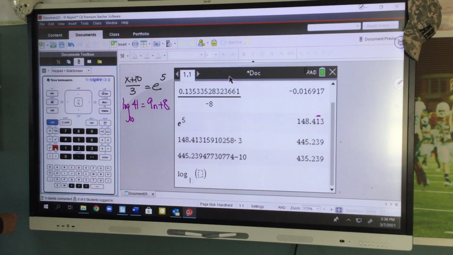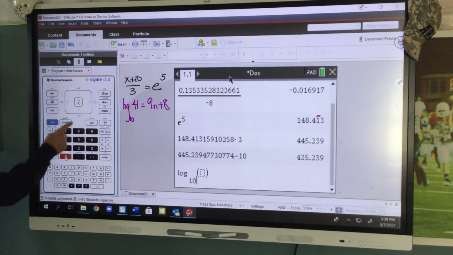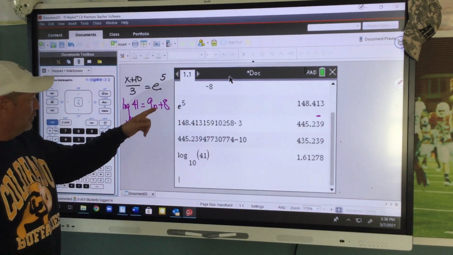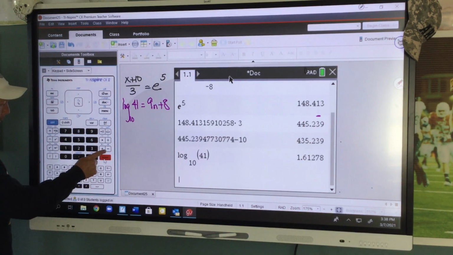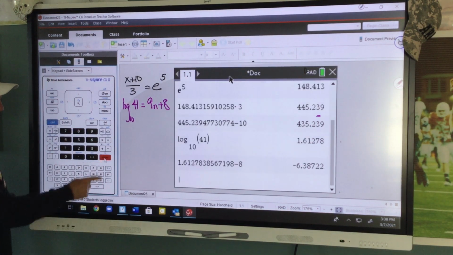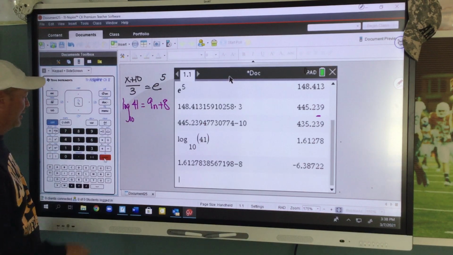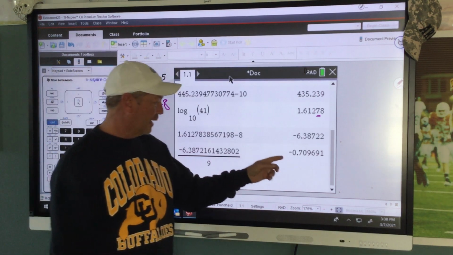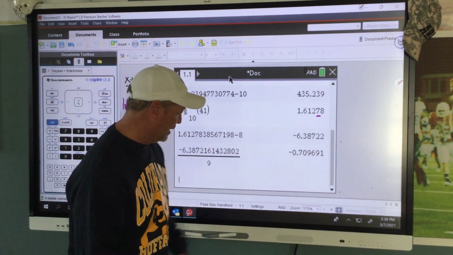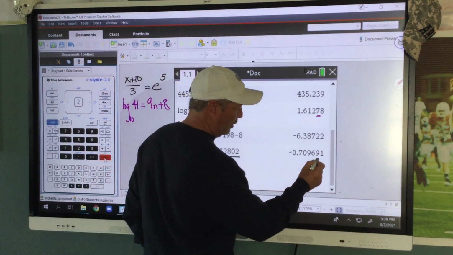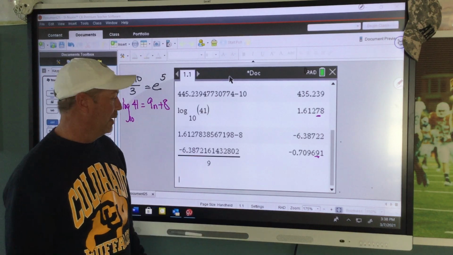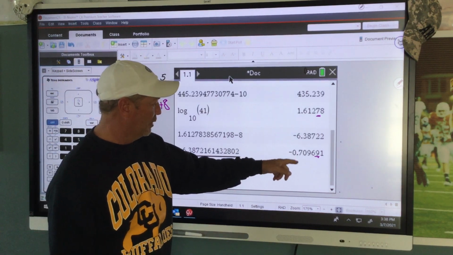Control log base 10, again you don't have to put it because it's understood, of 41, enter. There's my new numeric value. We're going to subtract 8, minus 8, enter, and then we're going to divide by 9. Divided by 9, enter. And that gives me negative 0.70969. They're going to ask us to round to the nearest hundredth. That's a 9, so we're going to round up. That would be negative 0.7097.